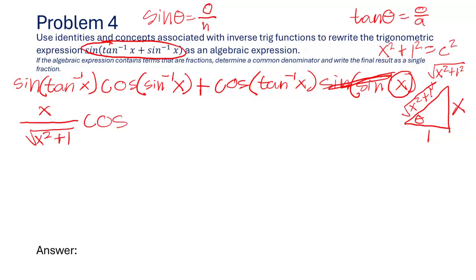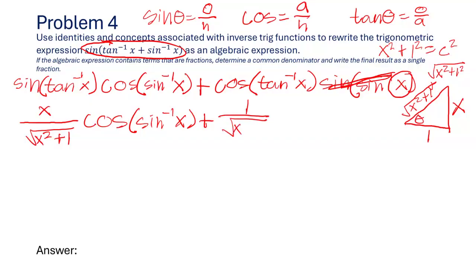And then we have cosine times sine inverse, which we'll take care of in a second, plus, we already did this for inverse tangent, so let's just do the cosine one now. Cosine is our adjacent over hypotenuse. Here our adjacent is 1, our hypotenuse is the square root of x squared plus 1. So we have 1 over the square root of x squared plus 1, and then we still have that x.